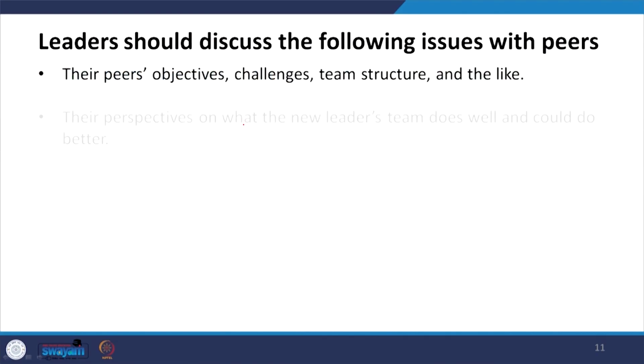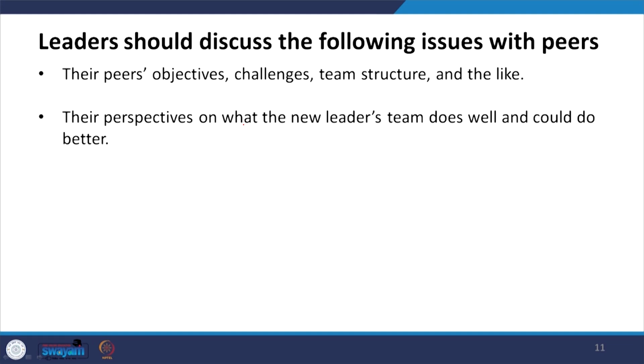Their peers' objectives, challenges, team structure and the like, and then their perspectives on what the new leader's team does well and could do better. It is always important, because the perspective on the leader leading the new team will give a better understanding. Also, their perspectives on the new leader's team members.